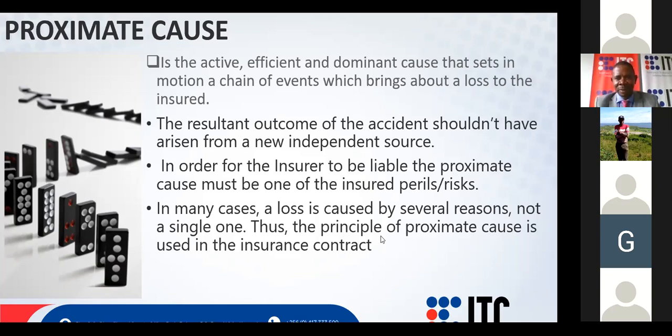The proximate cause, because according to the definition of the proximate cause, says the active, efficient, and dominant cause that sets motion, or that caused the peril. So the proximate cause for that girl could be walking at night or joining bad groups.